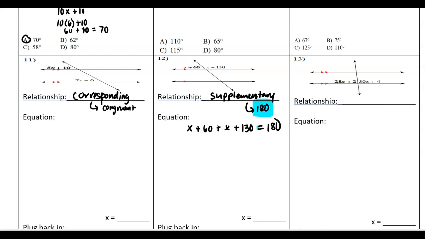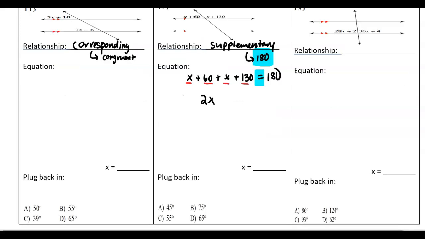So remember, we have like terms that are on the same side of the equal sign, x and x. So that gives you 2x, and then 60 and 130 gives you 190, which equals 180. We're going to end up with a negative here, which is unusual, but still okay since we're just solving for x. Talk about that when I plug in a second. So I get 2x is equal to negative 10, divided by 2, x equals negative 5, right?